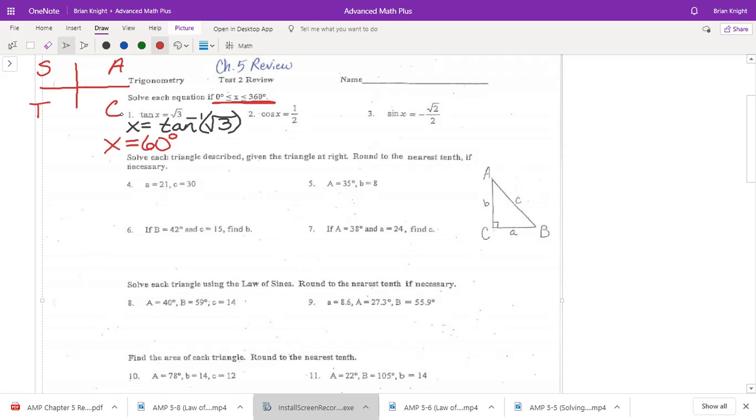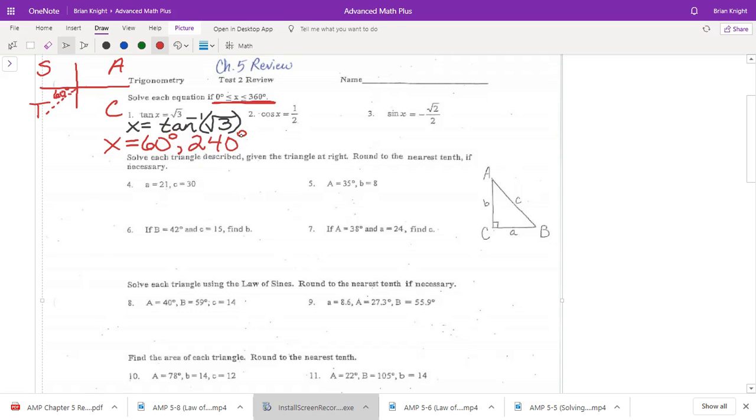So all of them are positive in the first quadrant. Sine's positive in the second quadrant. Tangent's positive in the third quadrant. Cosine's positive in the fourth quadrant. We just got 60, which is in the first quadrant, so that takes care of my first quadrant. Where else is tangent positive? What would a 60-degree angle be in the third quadrant? 240 degrees.